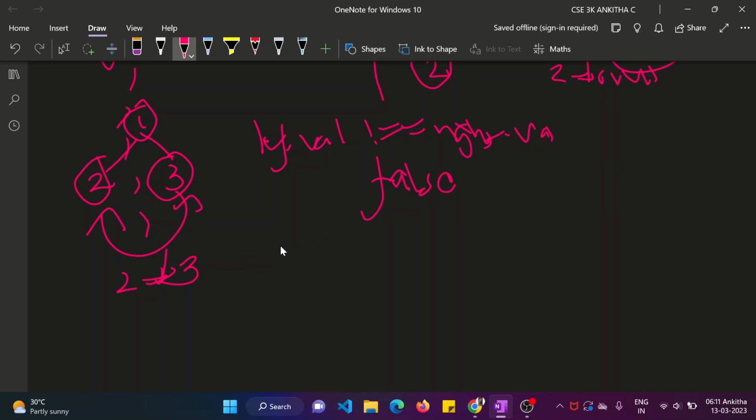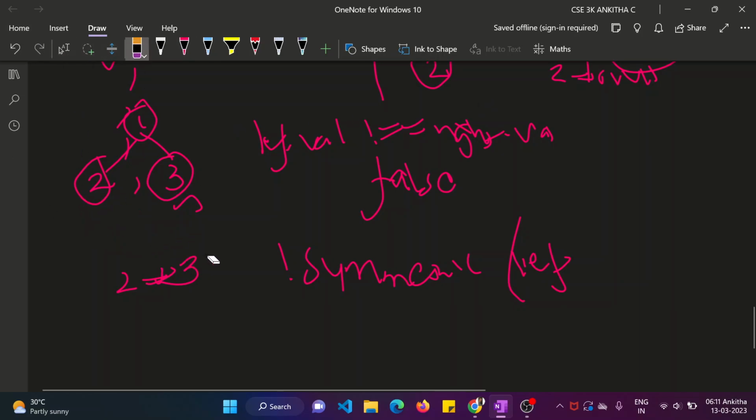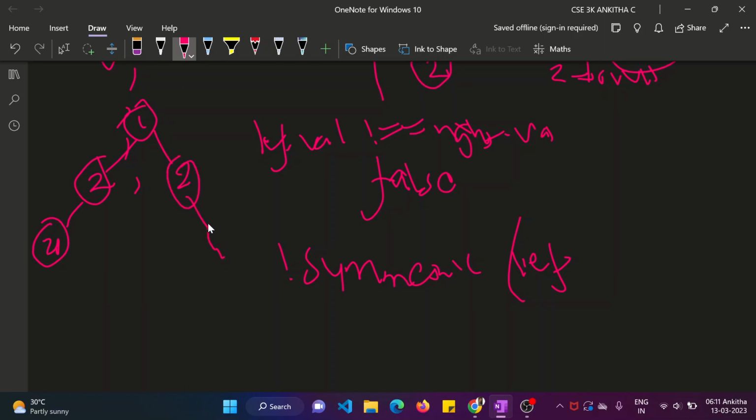After this, again we have to check if not symmetric of... These are the possible conditions you have to check. After that you have to go for is symmetric of left, whatever left node you have. For example, if this tree only extends to 4, 3 and 3. If you are at this node right now, you have to check left dot left comma right dot left.